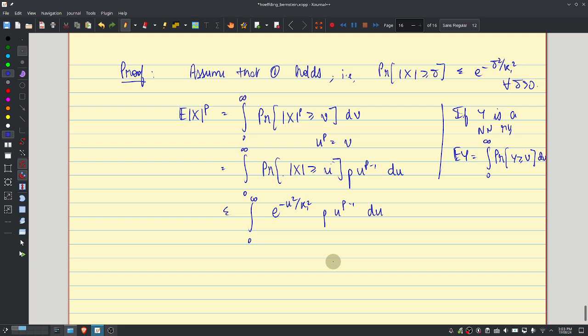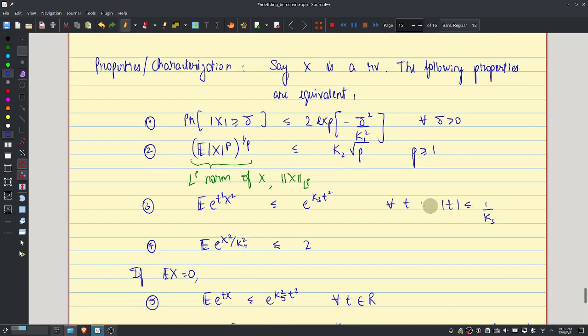Yes. So up to this step is fine. I've done nothing but just apply this expression for the expected value of y and a change of variable, nothing else. Right? Now what's next? What do I need to show? I need to show that this is less than or equal to k2 times square root of p.